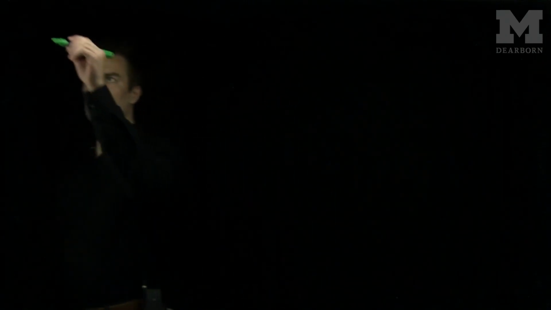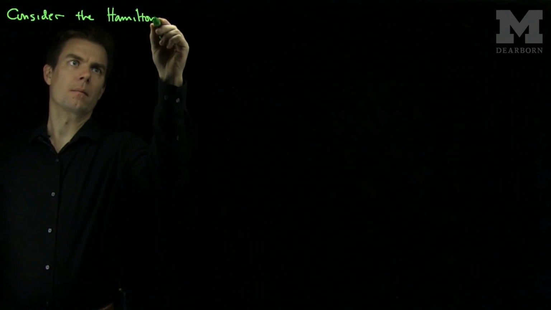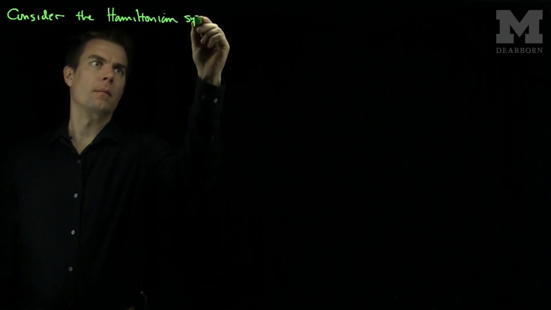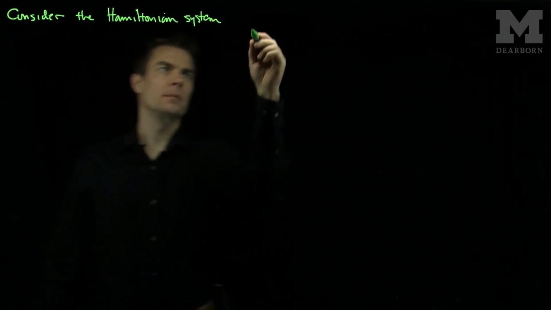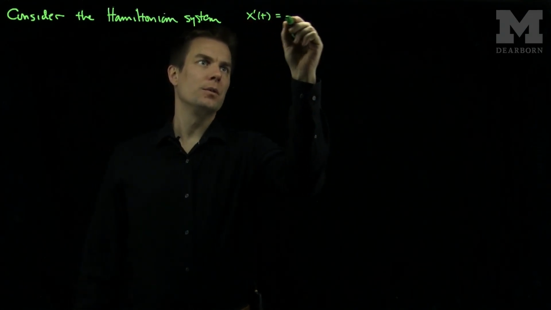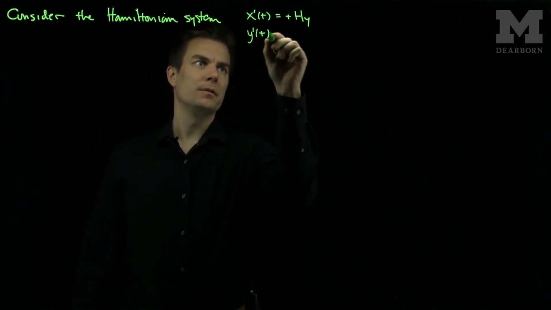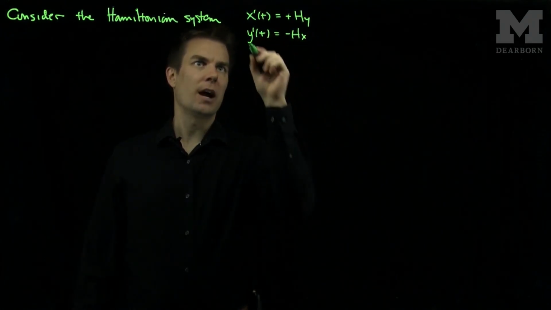Hello students, in this video we'll see that Hamiltonian flows preserve area. Let's consider the Hamiltonian system: x prime of t equals negative H_y, we'll make that a positive, and y prime of t equals negative H_x.